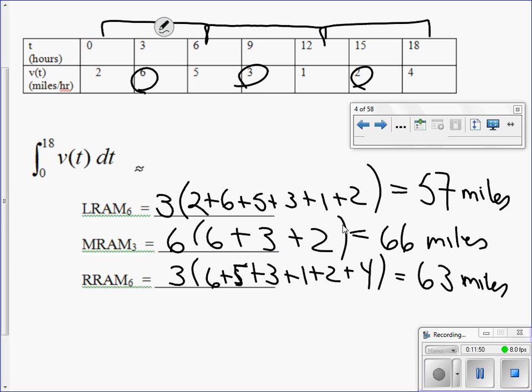Excellent service. Okay, so we only factor out the width if it's going to be the same for all of them. And for that to happen with the table problem, the points have to be evenly spaced. Okay?